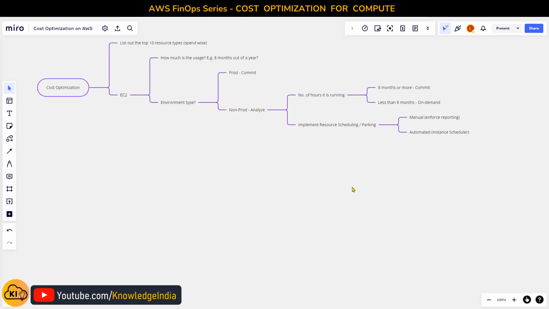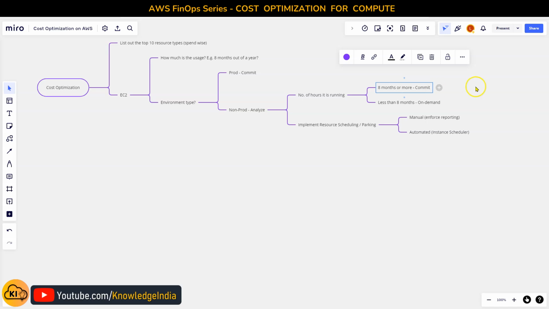Sometimes there may be a scenario that, right, as we discussed, even in the non-prod, it may happen that there are a few resources which have a very valid reason, and because of that, let's say they run 16 hours a day or 18 hours a day, right? Every day they run for 16 hours or 18 hours.